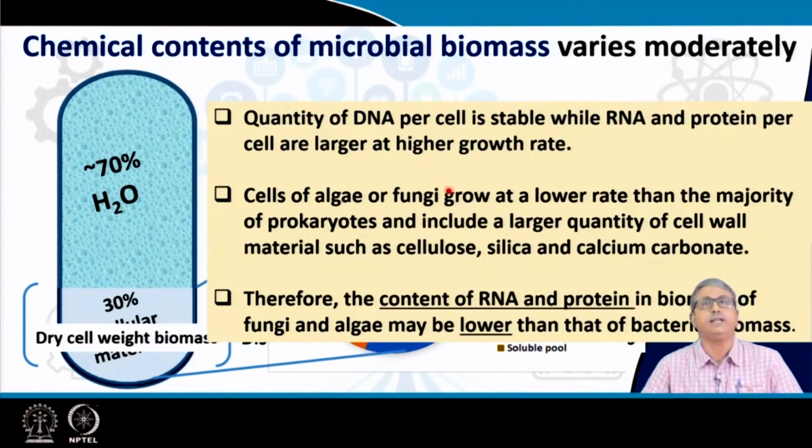Cells of algae and fungi grow at a lower rate than the majority of the prokaryotes and include a larger quantity of cell wall material such as cellulose, silica and calcium carbonate. Therefore, the content of RNA and protein in the biomass of fungi and algae may be lower than that of bacterial biomass.